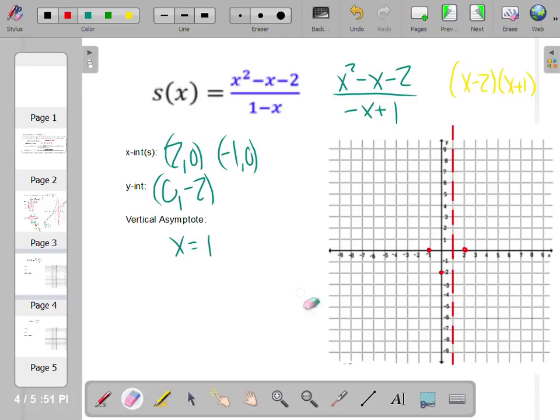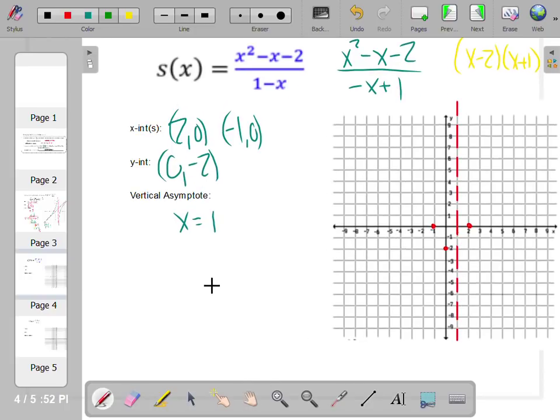Now we've got to find the slant asymptote, so I have to do long division. I know it's a slant asymptote because this is degree 2 and that's degree 1. So x squared minus x minus 2, and then the denominator is negative x plus 1. A little weird with the negative x, but that's fine.